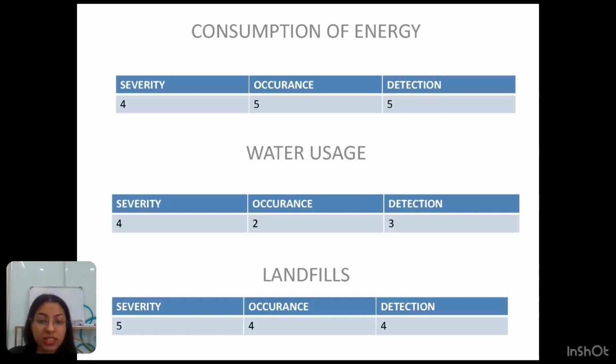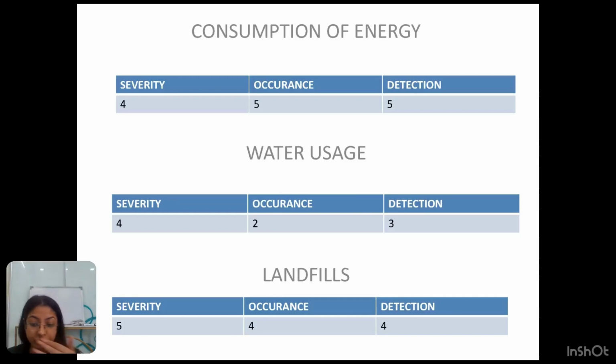Next is landfills. Of course it is very severe, that's why I've given 5 to severity. Next, occurrence 4 and detection 4. It might occur very frequently, but you might not detect it every time. So for detection, it is 4. I hope you understand this.